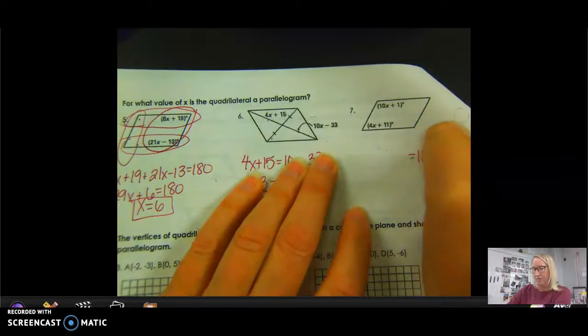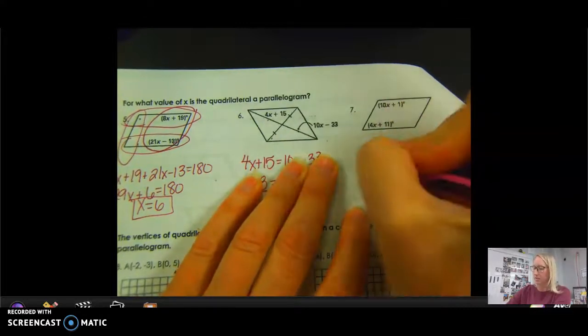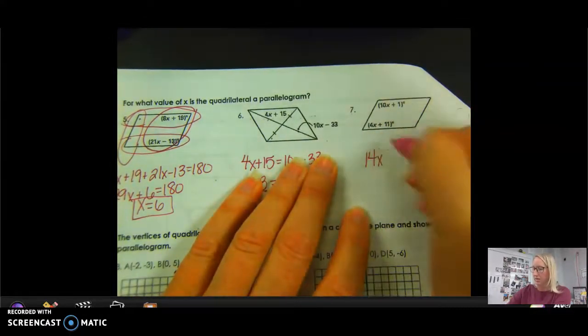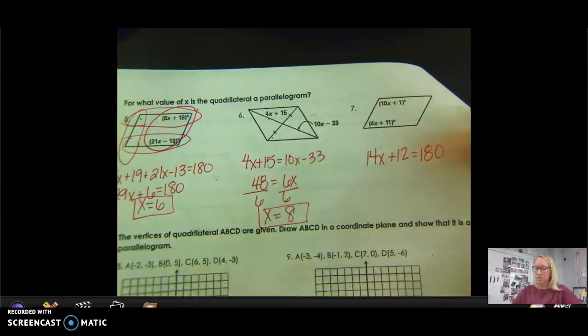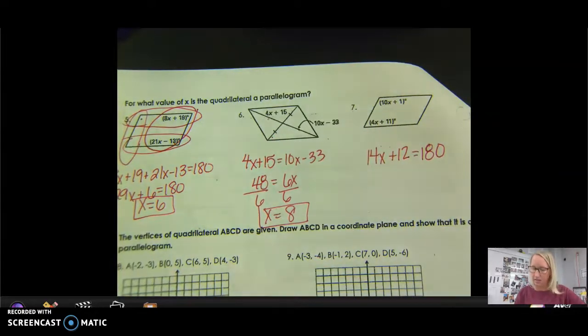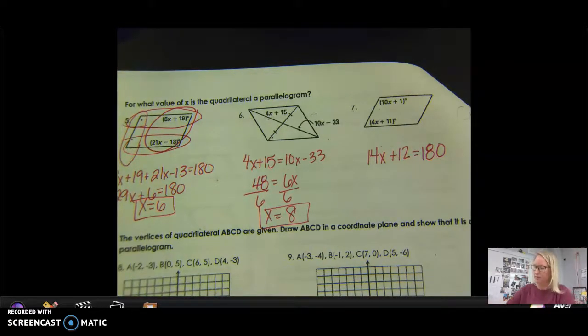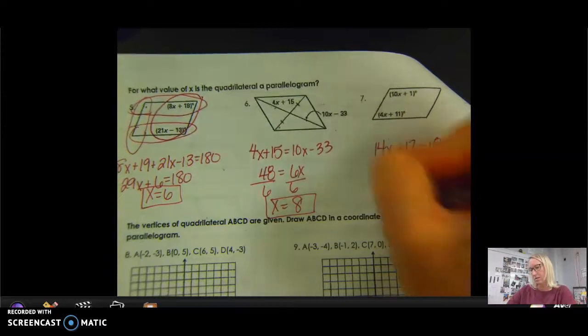So I know that if I add these two things, it equals 180. So I'm going to go ahead and add them before I write them down. 10x and 4x makes 14x. 1 and 11 makes 12. So I'm going to take 180 minus 12, and then divide that by 14. So I get x equals 12.